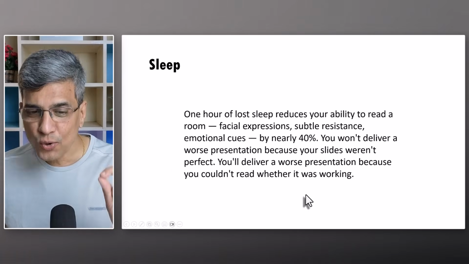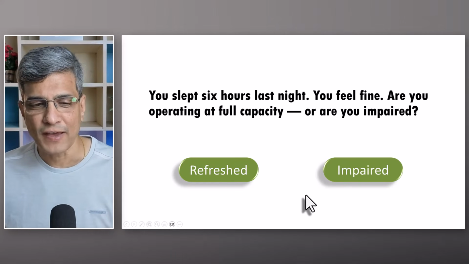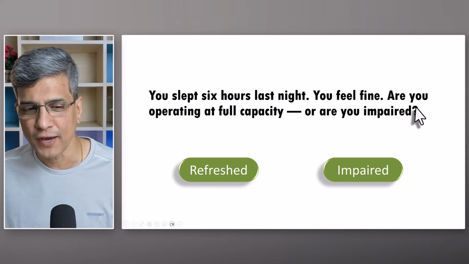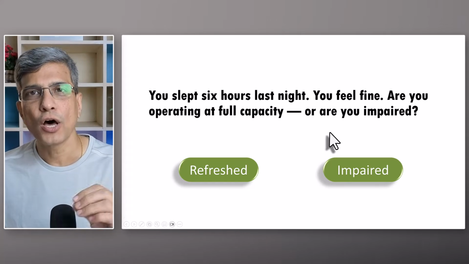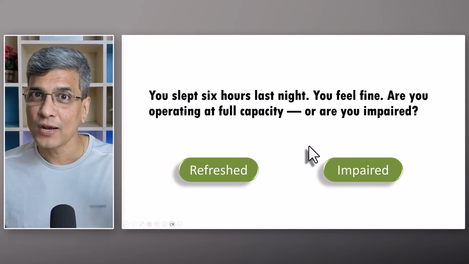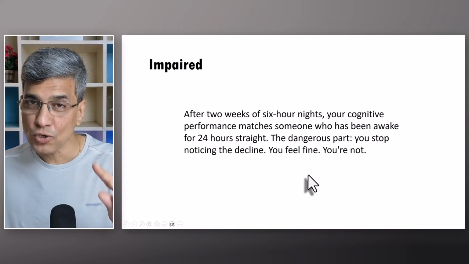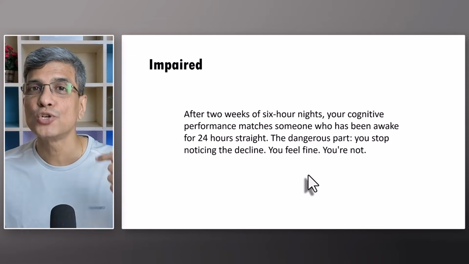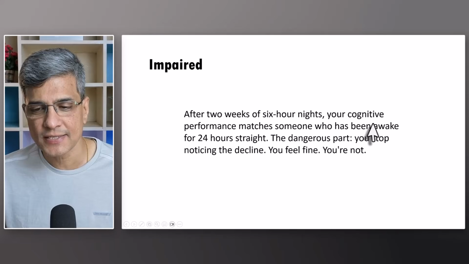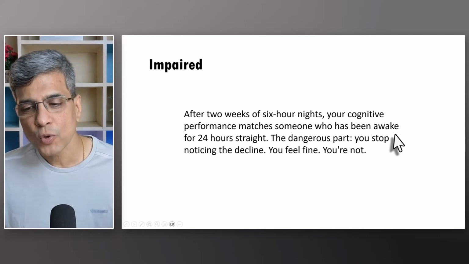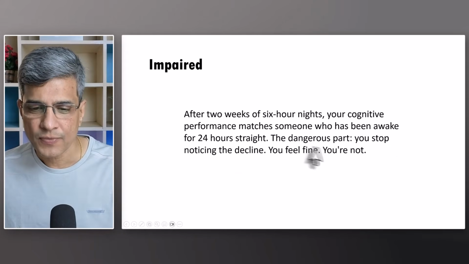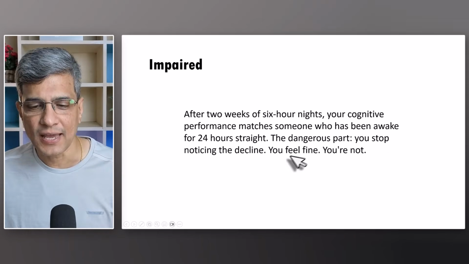Now, you don't stop there. You go to the next question, which can be another surprising fact. You slept 6 hours last night. You feel fine. Are you operating at full capacity, or are you impaired? Now, if they feel that they already are operating at full capacity, it is an incorrect answer. Then you show the right answer. And the most important thing is the kind of information that you show here. After 2 weeks of 6-hour nights, your cognitive performance matches someone who has been awake for 24 hours straight. The dangerous part, you stop noticing the decline. You feel fine, you are not. So as an answer to these questions, you bring up some interesting facts that will make them sit up and listen to your presentation.